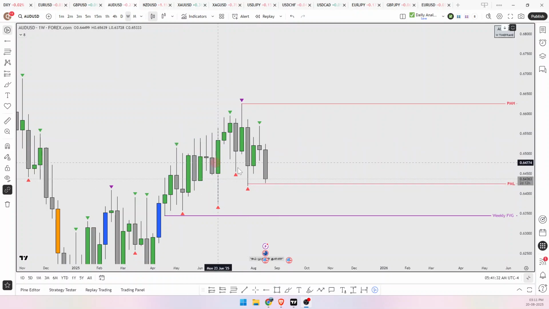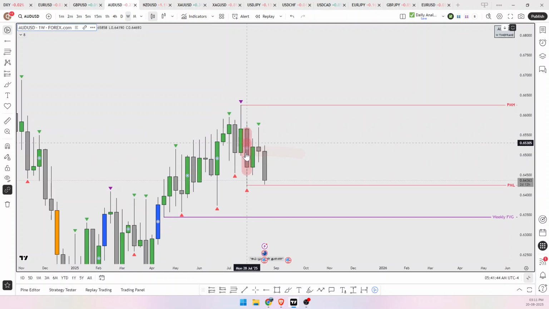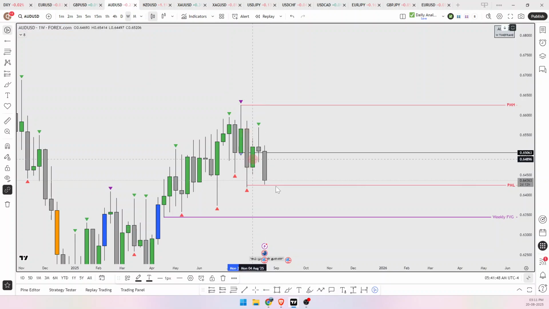When we are starting the analysis from the weekly time frame, here you can see the price has neatly swept all the liquidity left of the chart, and it has formed a CSD here. Here you can see this one. This is the CSD candle. So we treated this candle as the weekly bearish OB.